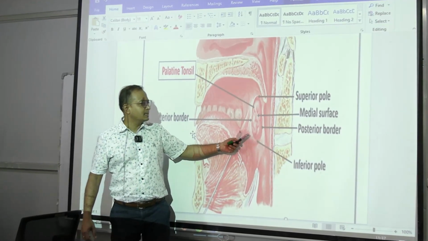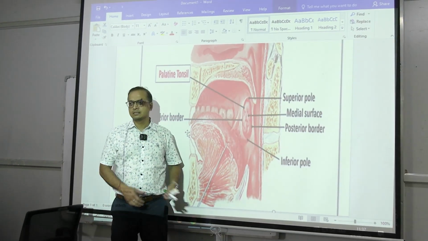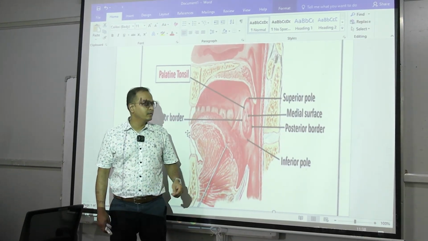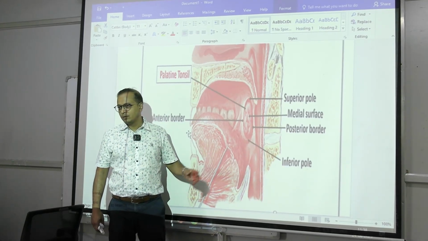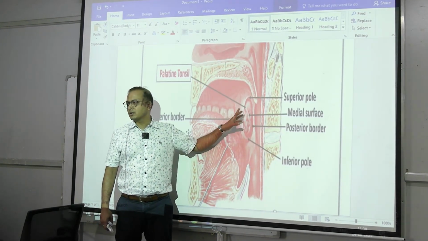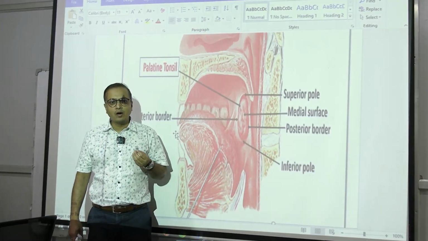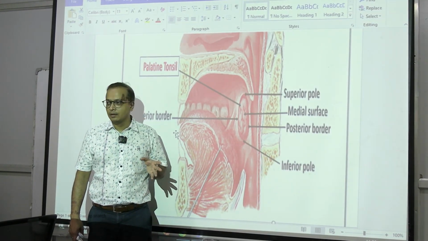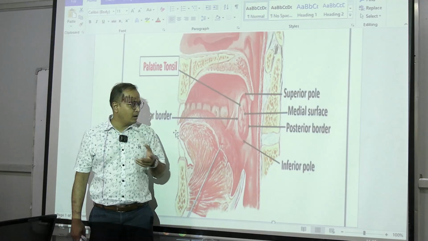আচ্ছা, এই যে জিনিসটা দেখছিস, এটা হচ্ছে সাইড ভিউ of the oral cavity or oropharynx. What you are seeing here is the tonsil. This is a lymphoid organ, a lymphoid gland. It has a few parts that you are familiar with.